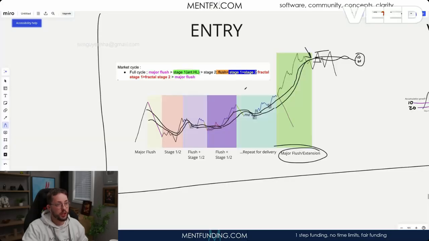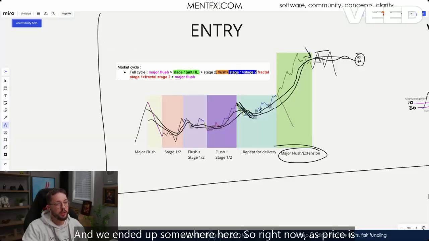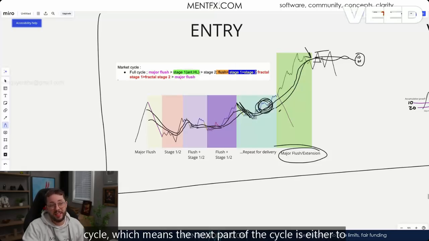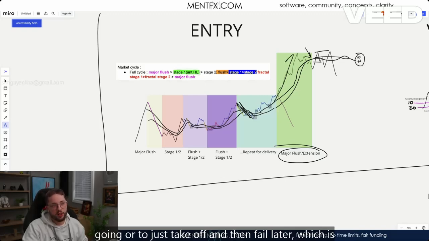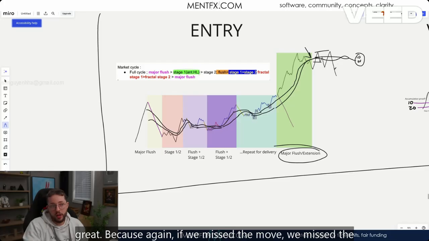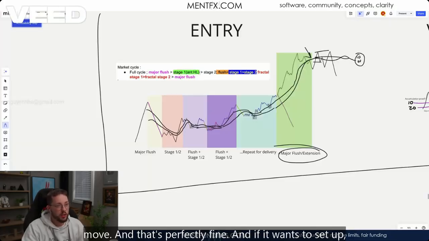And then we started to flush out again, which I assume puts us somewhere here. So right now, as price is starting to go, I think we're somewhere in this part of the cycle, which means the next part of the cycle is either to do a short-term flush out to create some MBs and then keep going, or to just take off and then fail later, which is great because again, if we miss the move, we miss the move, and that's perfectly fine.